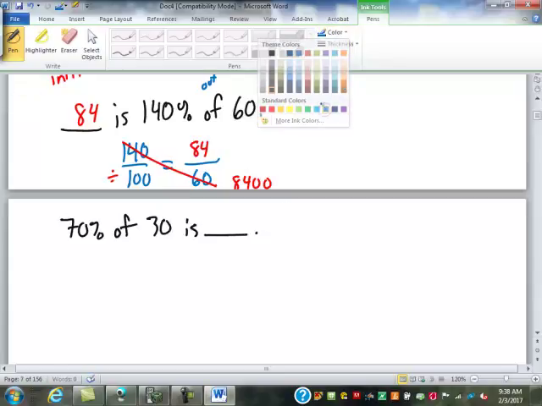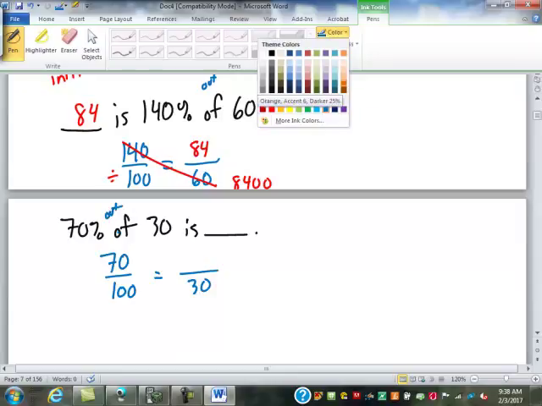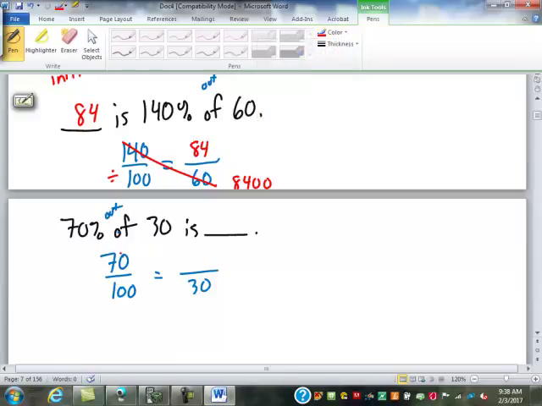This one here is worded quite differently, but it's really the same type of problem. 70% of 30 is blank. 70% is 70 out of 100. We can read of 30 again as out of 30. And so our missing number goes on top. Cross multiply and divide. 70 times 30 is 2,100. Divided by the 100 gives us 21. So in all of those, we were looking for the number that matched up with our percent. We're looking for that portion of it.